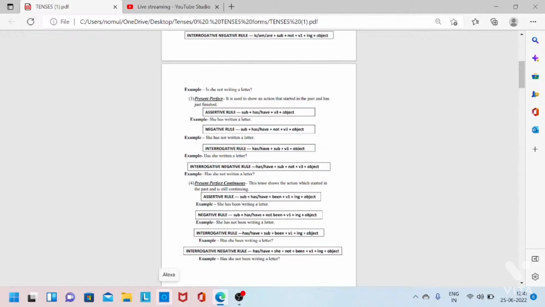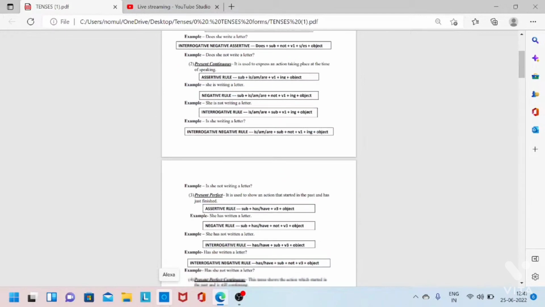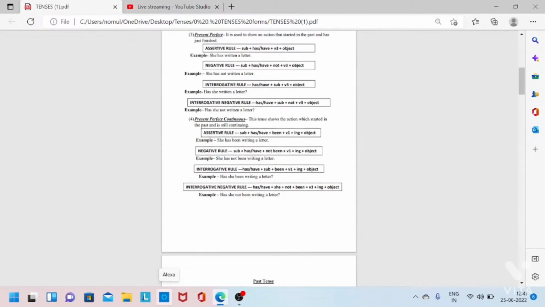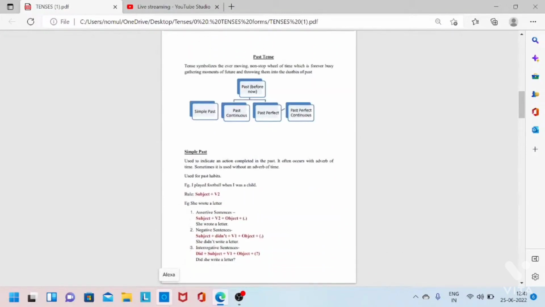We have just finished simple present tense, present continuous, present perfect and present perfect continuous. So let's move to the past tense. Tense symbolizes the ever moving non-stop wheel of time which is forever busy gathering moments of future and throwing them into the dustbin of past. The past: before now. Simple past, past continuous, past perfect, past perfect continuous.